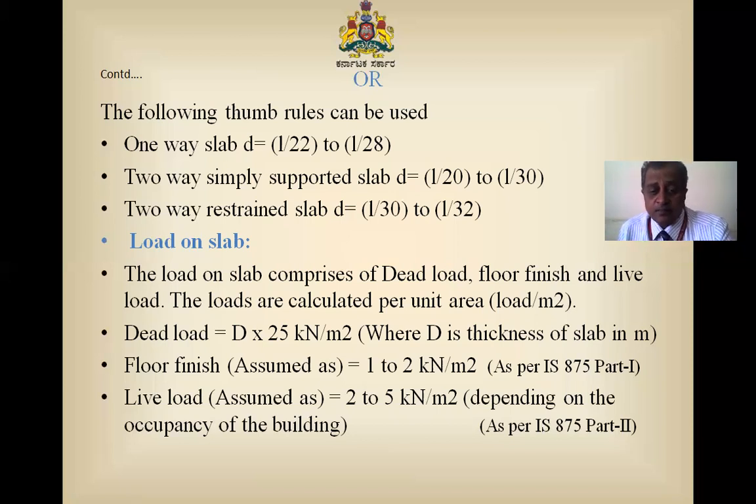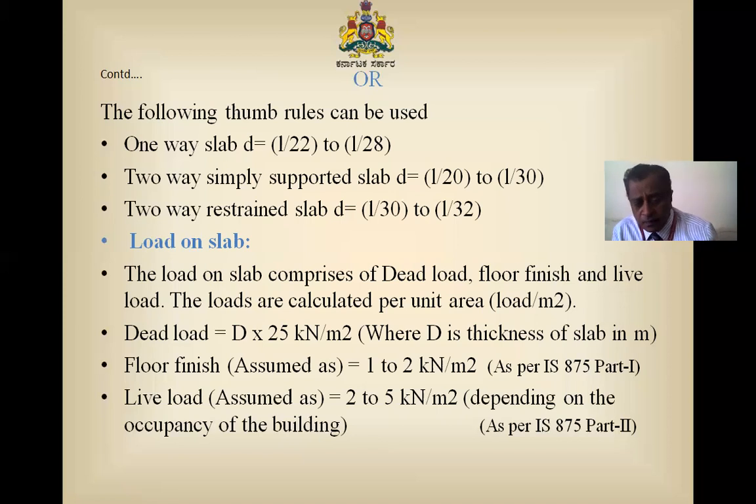And floor finish is again a dead load. Floor finish as per IS 875 part 1. Various kinds of floors are to be considered. With respect to that, the floor finish can be worked out to 1 kilonewton per meter square, 2 kilonewton per meter square to 3-4 kilonewton per meter square with respect to the type of building.